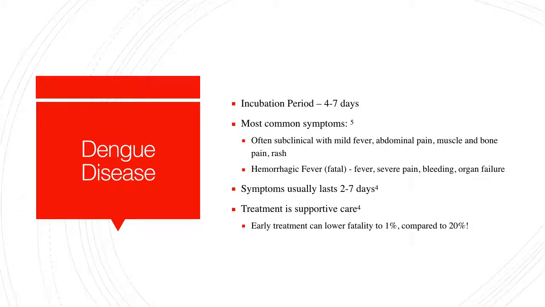Once infected, dengue has an incubation period of 4 to 7 days. Most commonly, individuals with dengue infections have only mild symptoms, and some are completely asymptomatic. The most common symptoms are fever, abdominal pain, muscle and bone pain, and rash. Some individuals have a much more severe form of the disease known as hemorrhagic fever that is associated with severe fever, pain, bleeding, organ failure, and can be fatal.